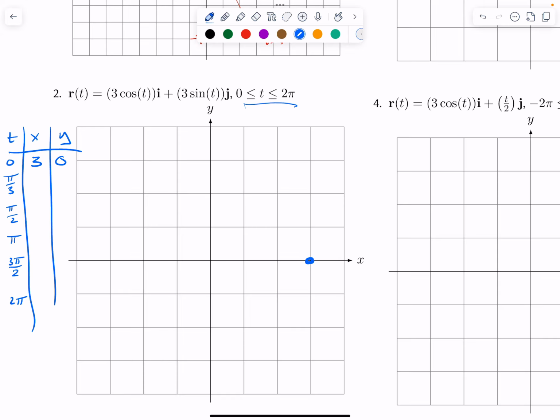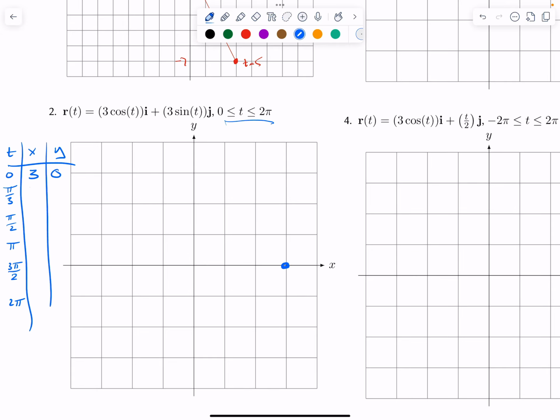Then pi over 3, we're going to get 3 times the cosine of pi over 3. The cosine of pi over 3 is 1/2. So that's going to be 3/2. This will be 3 radical 3 over 2, because the sine of pi over 3 is radical 3 over 2. Okay, so let's see if I got this right. 3/2, 3 radical 3 over 2. It's somewhere up here, let's just say.